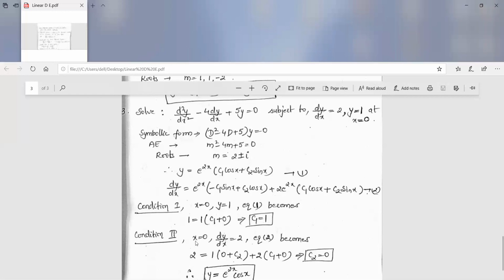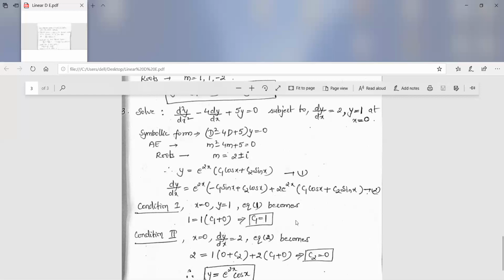Condition number 2, at x = 0, taking dy/dx = 2. Using this condition in equation number 2, the left hand side dy/dx is 2. e^0 is 1, sin 0 is 0, cos 0 is 1, so we will get c2 over here. Plus e^0 is 1, so only 2 is left, cos 0 is 1 and sin 0 is 0. Putting the value of c1 equal to 1 and simplifying this relation, we'll get c2 equal to 0.